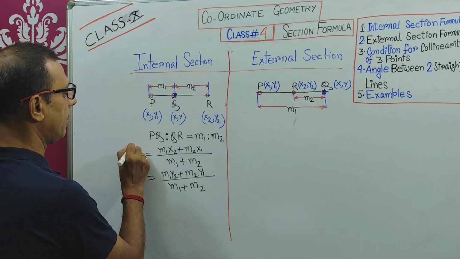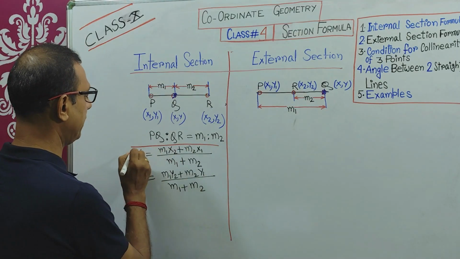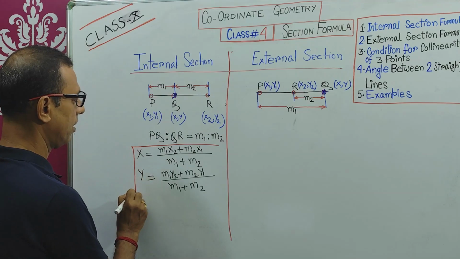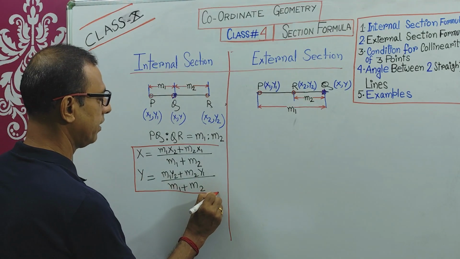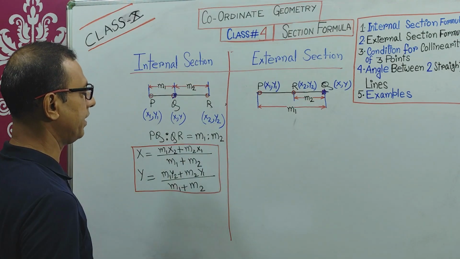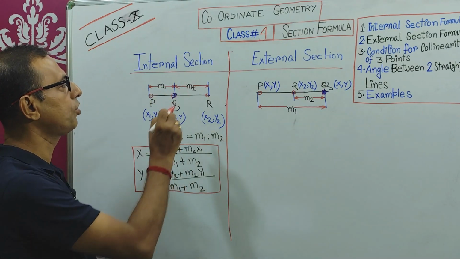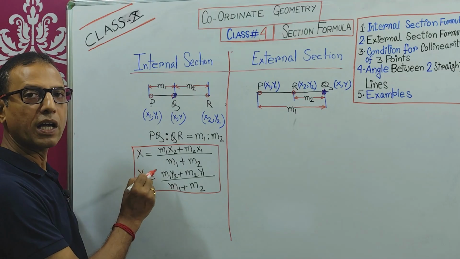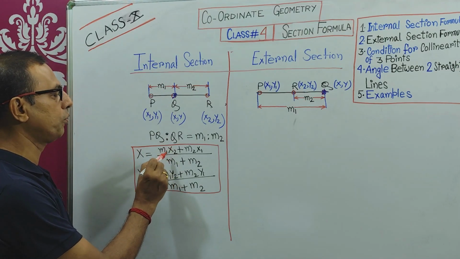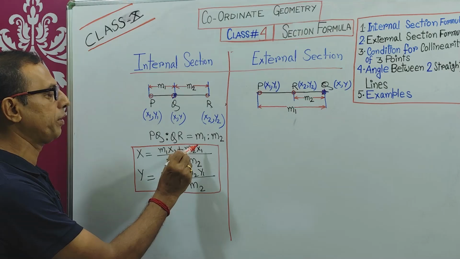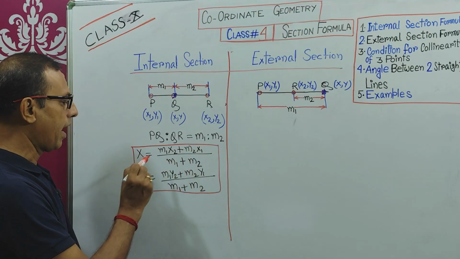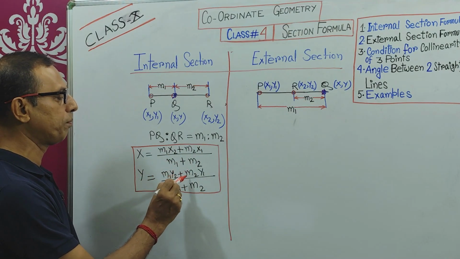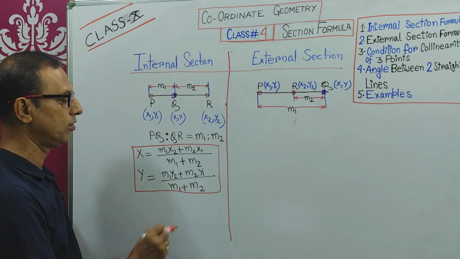If a point having coordinate xy divides a line segment internally in the ratio M1 is to M2, then the coordinate of that point will be x equals M1 x2 plus M2 x1 by M1 plus M2, and the Y coordinate will be M1 y2 plus M2 y1 by M1 plus M2.